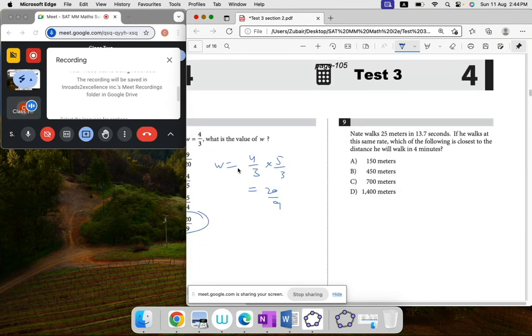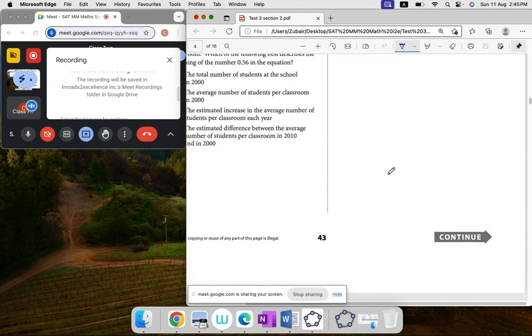Number 9. Nate walks 25 meters in 13.7 seconds. If he walks at the same rate, which of the following is the closest to the distance he walks in 4 minutes? So 25 meters in 13.7 seconds, x meters in 4 minutes. 25 into 4 into 60 is the seconds, divided by 13.7, and we get 437. The closest is this. Simple unitary method.